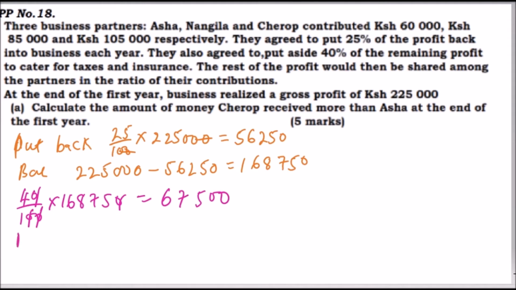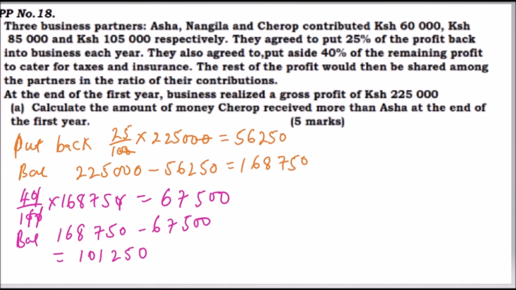So balance, there was 168,750, you minus 67,500, and you'll be able to get the balance is 101,250 using your calculator. So this is what is to be divided.